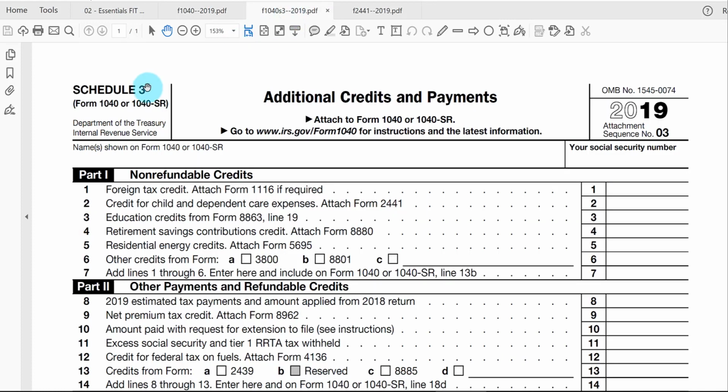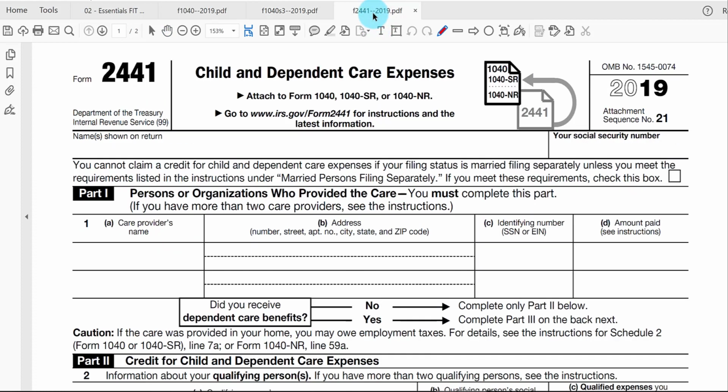So here on Schedule 3, we had briefly mentioned this line number 1 credit called foreign tax credit. It's not too common, but a more common one we're covering here in line number 2 is called the credit for child and dependent care expenses that are calculated on Form 2441. So let's take a look at that form.